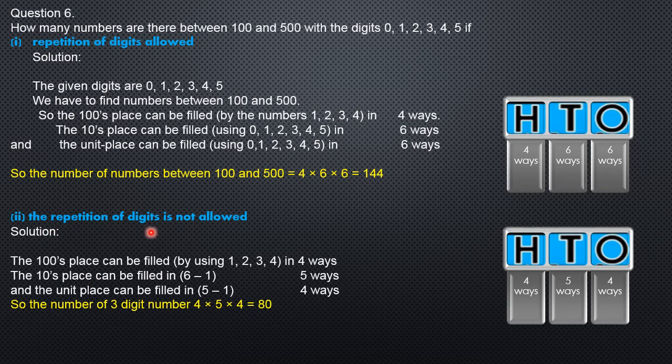The repetition of digits is not allowed. Next, subdivision number 2. So hundreds place can be filled by using the 4 ways. Tens place can be filled by using only 5 ways. We want to neglect this particular number, any one of the number. Then unit place can be filled in 4 ways only. Reason, unit place means we can consider 0, and we want to neglect the number from these two. So the number of 3-digit numbers equal to 4 into 5 into 4, that is 80.